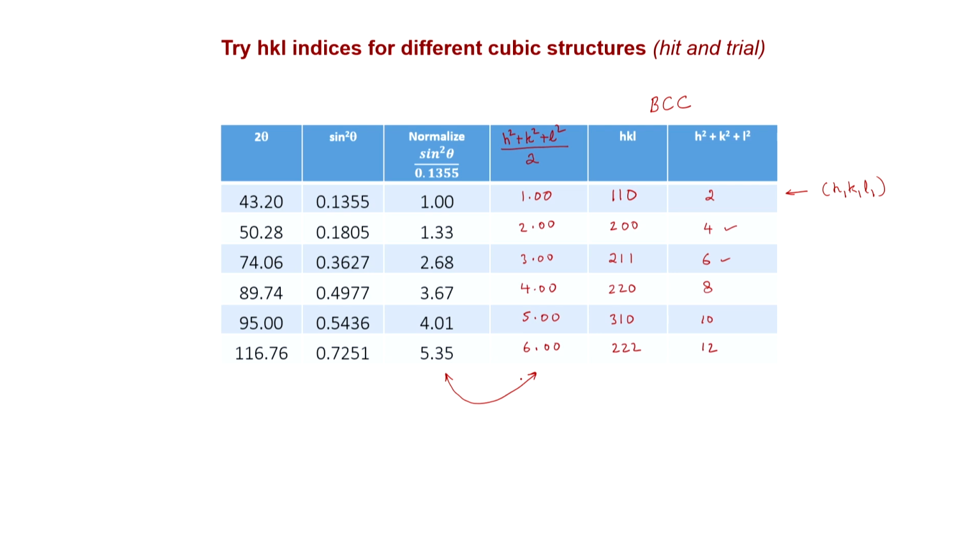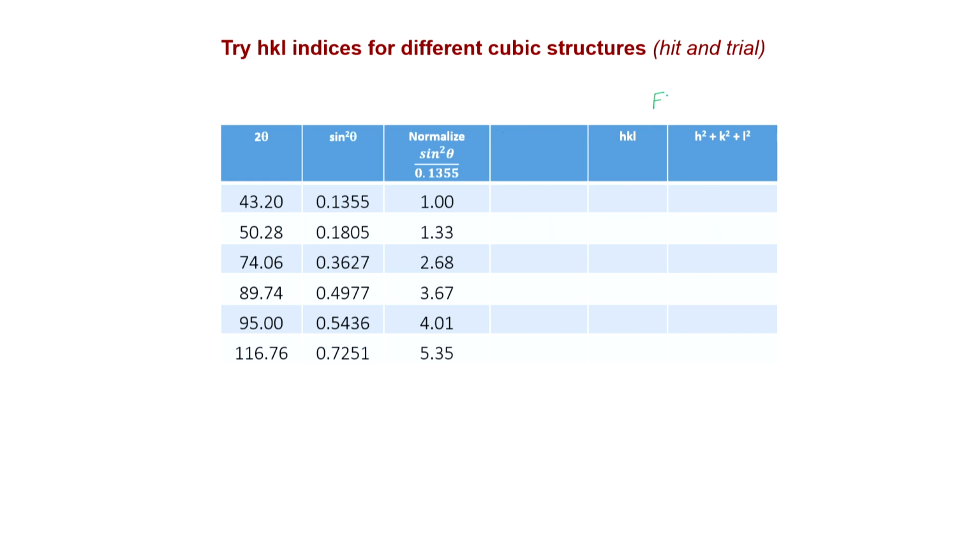If this was a body centered cubic structure, these numbers should come very close to each other, but you can see that these numbers are quite far away from each other. Hence, we can say with a fair amount of confidence that the material from which the diffraction pattern has been taken is not a body centered cubic structure. So, I will say they do not match. Let us try face centered cubic.